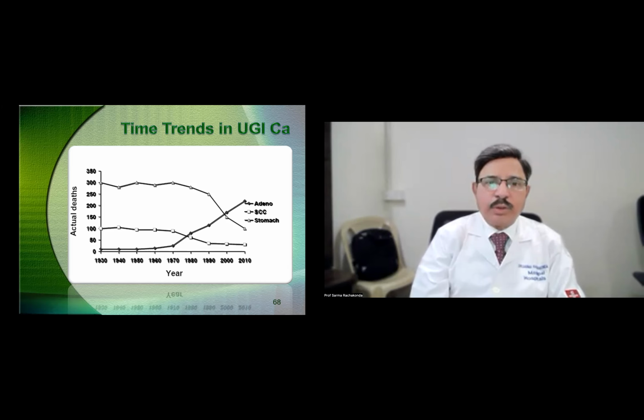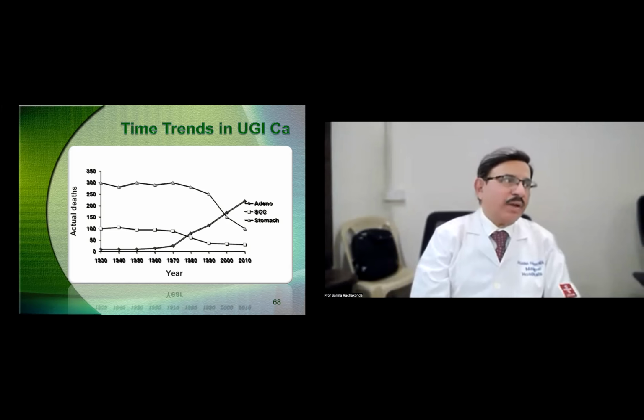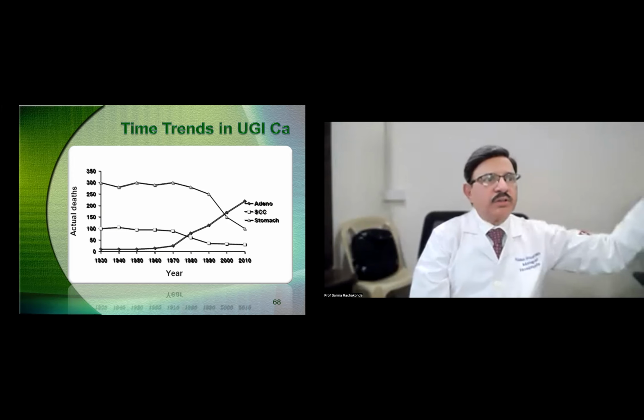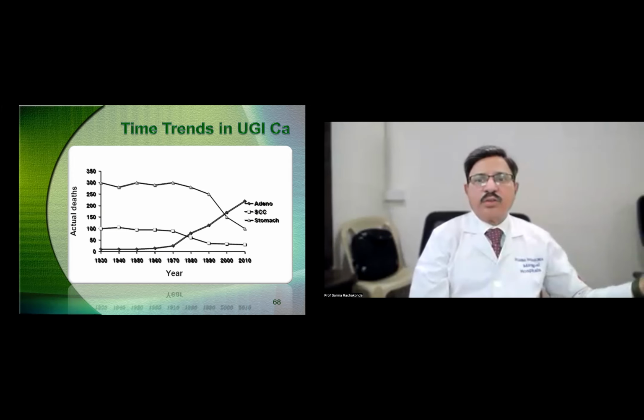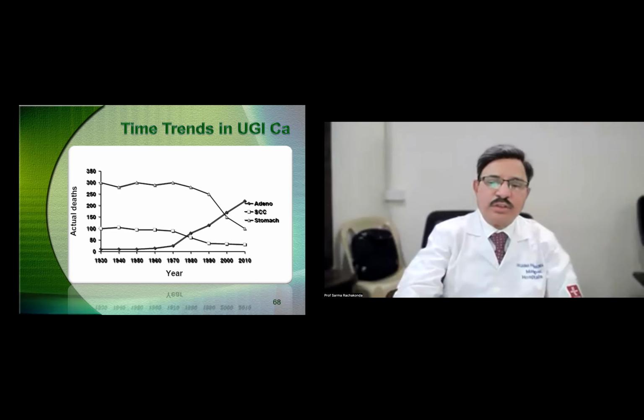Carcinoma of the stomach used to be a very important condition in the early 80s and 90s, and from 2000 onwards, once H. pylori treatment is available, and PPIs and prokinetics are available, ulcers are better treated and the patient is improving so much, this carcinoma of stomach is showing a downward trend. So carcinoma of stomach is coming down, adenocarcinoma is increasing, squamous cell carcinoma is decreasing. So these time trends are also important.